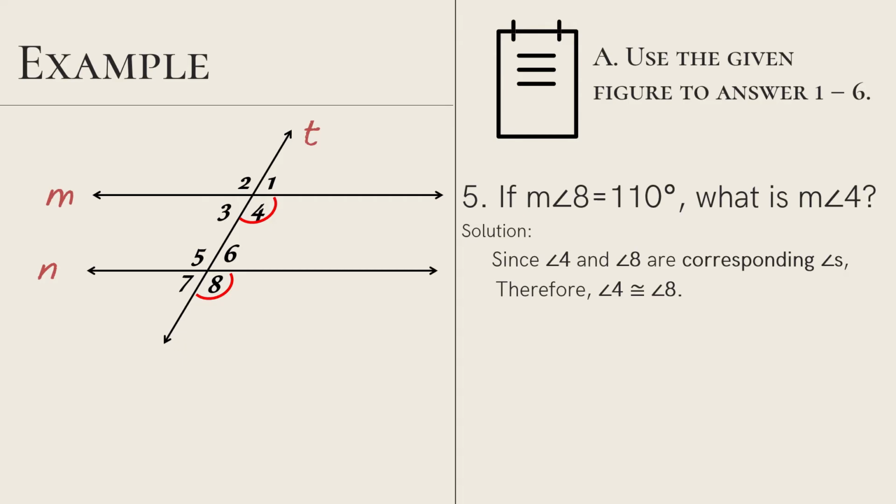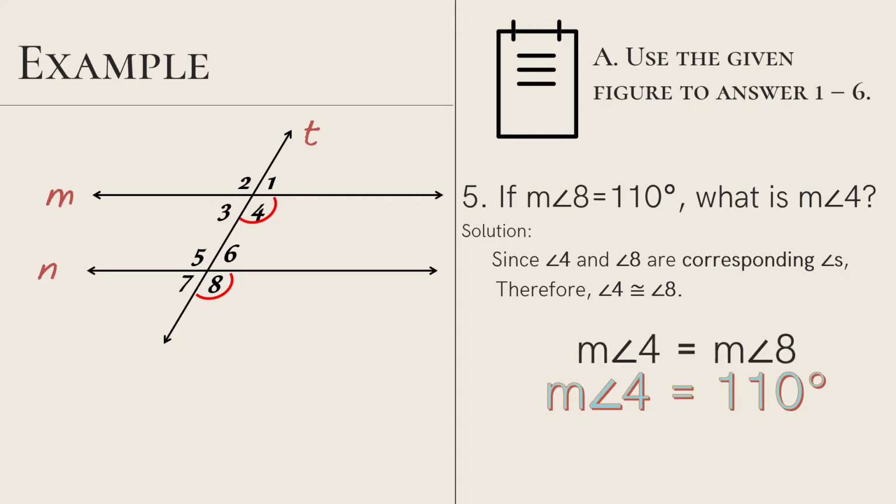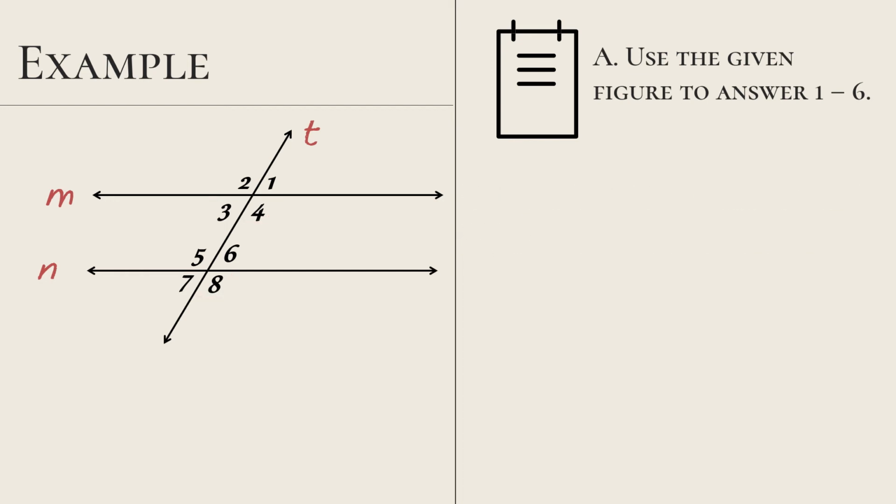We are asked to solve for the measure of angle 4 given the measure of angle 8, which is equal to 110 degrees. And since the measure of angle 8 is equal to 110 degrees, therefore, the measure of angle 4 is also equal to 110 degrees. We are now down to our last example for this area. For example number 6, if the measure of angle 7 is 65 degrees, what is the measure of angle 1? Again, can you identify the relationship between angle 1 and angle 7?